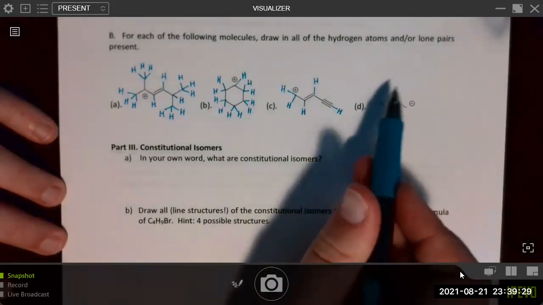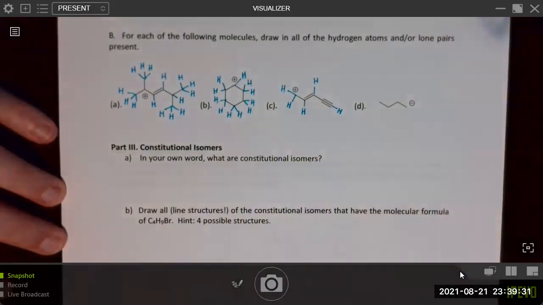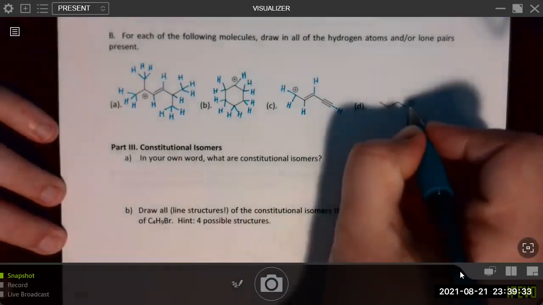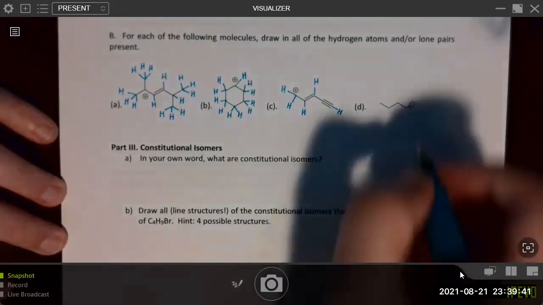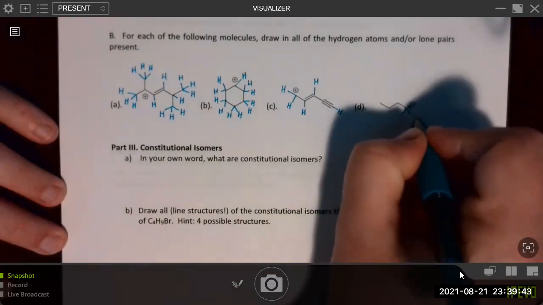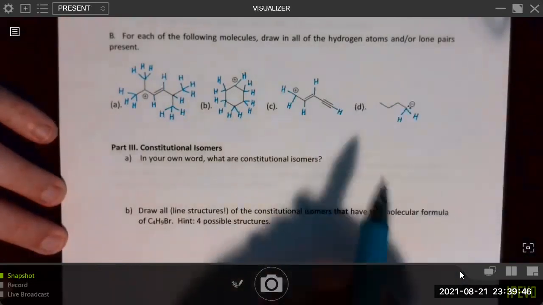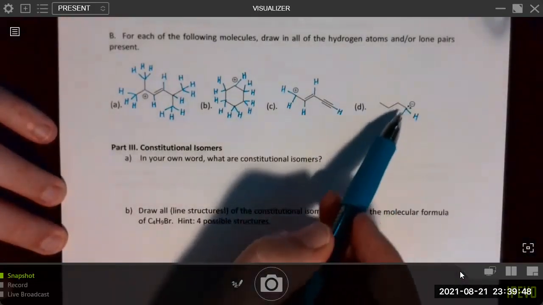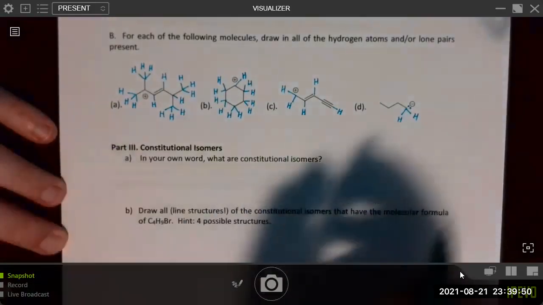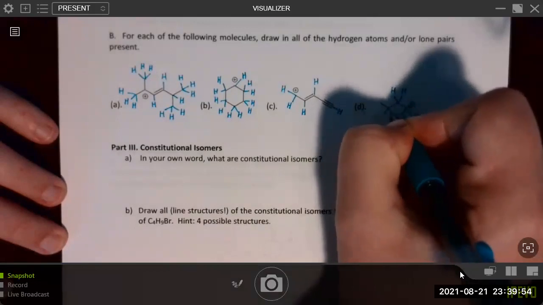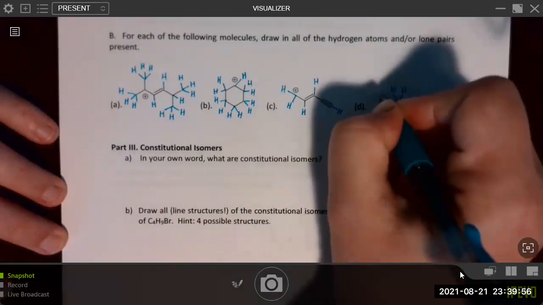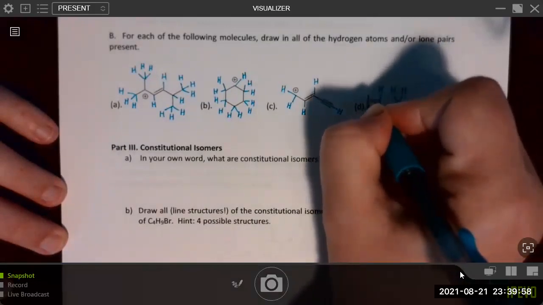Let's look at D. D is the only one that has a carbanion. Carbanions have a lone pair. That carbon has 4 electron groups. One of the electron groups is the lone pair, but the other 3 are bonds. So with one bond to another carbon being shown, there must be 2 additional bonds to hydrogen. And every other carbon where there isn't a charge, we just add enough hydrogens to make 4 bonds total to carbon.